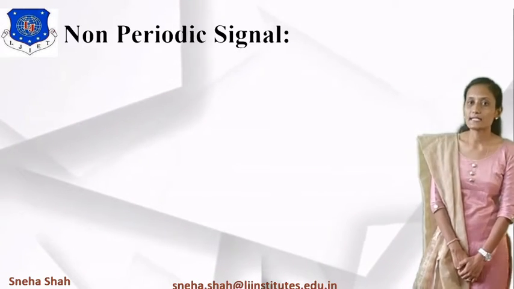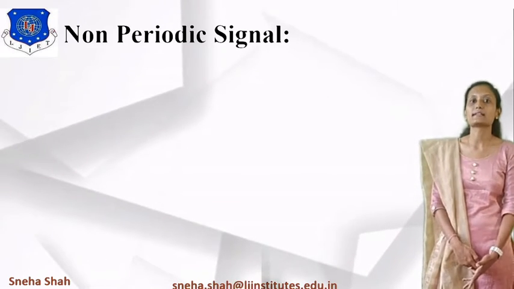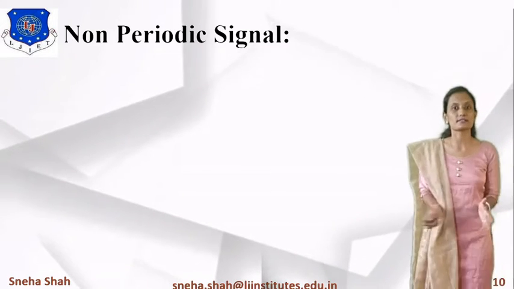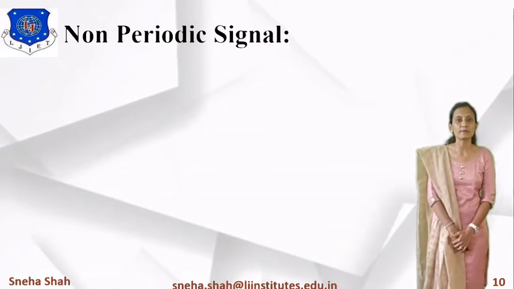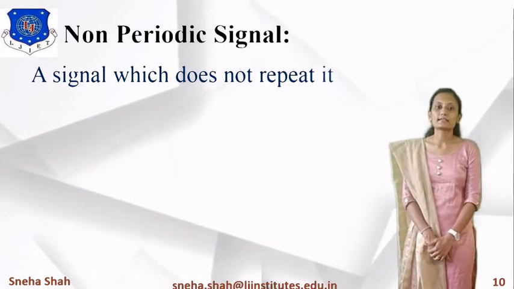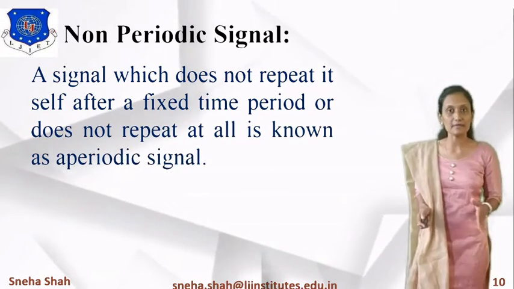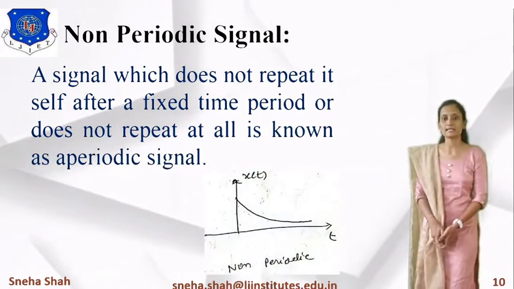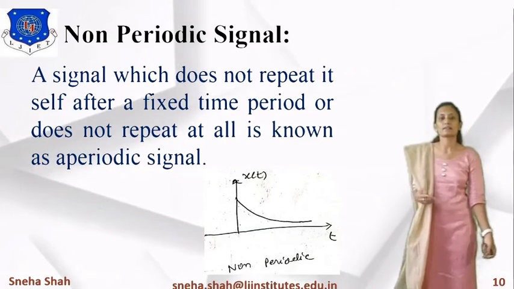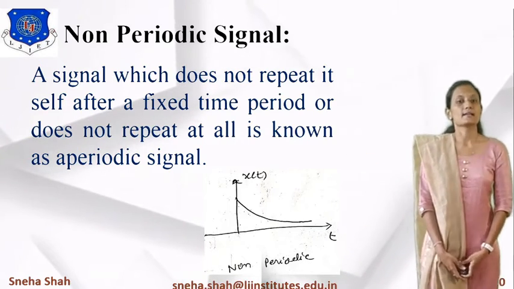Now the next type of signal is the non-periodic or aperiodic signal. As I told you, a non-periodic signal is one that does not repeat over the entire range or does not repeat at all. So we define it as a signal which does not repeat itself after a fixed time duration, or does not repeat at all. If we draw the signal, it will look like this. It does not repeat after a fixed time duration, so it is known as a non-periodic signal.